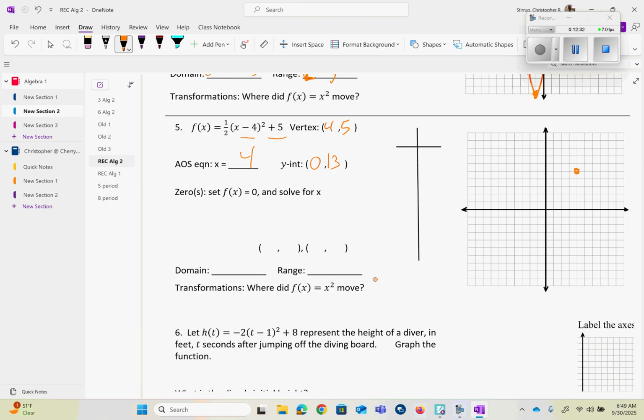4, 5. Our pattern graph, we're going to use the 1, 3, 5, but we're going to multiply by half. So right 1 up half, left 1 up half, right 1 up 1.5, left 1 up 1.5, so on and so forth. So we're going to get through there. Domain is negative to positive infinity. Our range is going to go from the y component of the vertex to infinity.